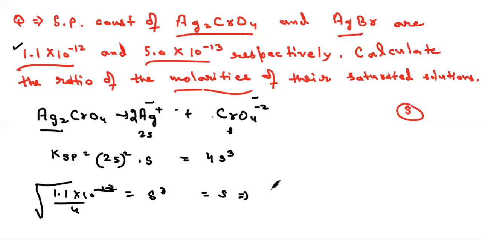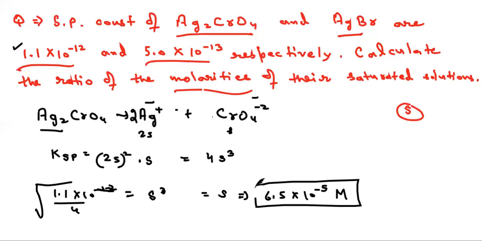So it is going to be 6.5 into 10 to the power minus 5 molar. Yes, 6.5 into 10 to the power minus 5 molar. Okay, very good. Very nice calculation you have. You can easily solve such type of values.